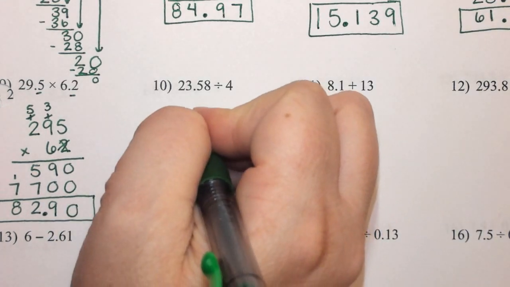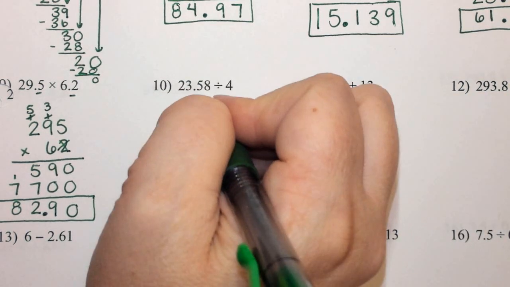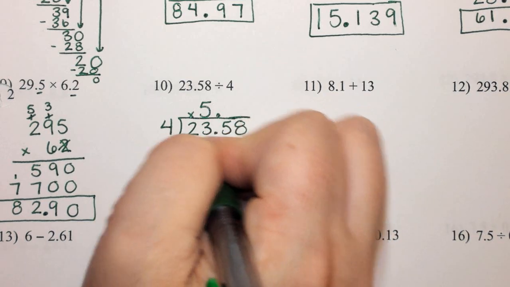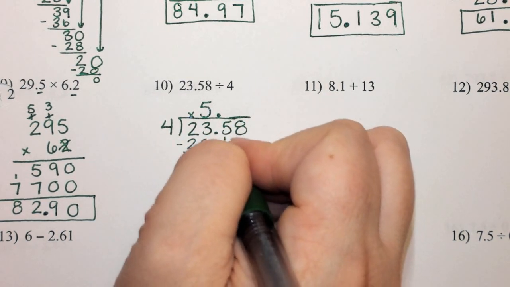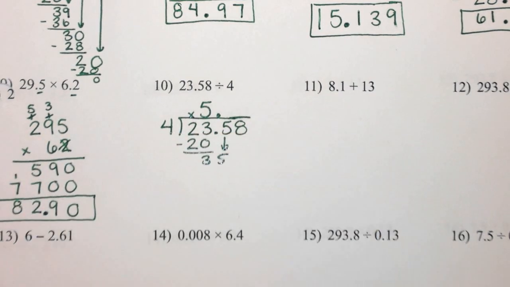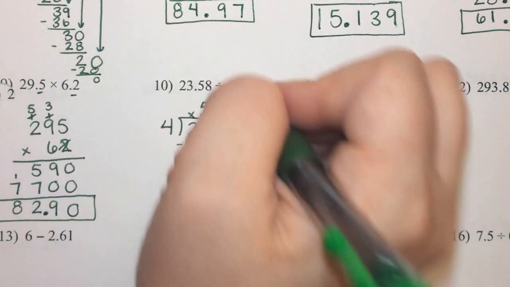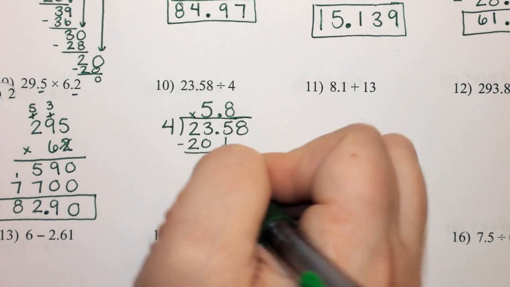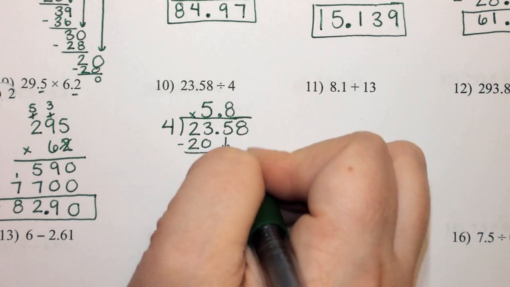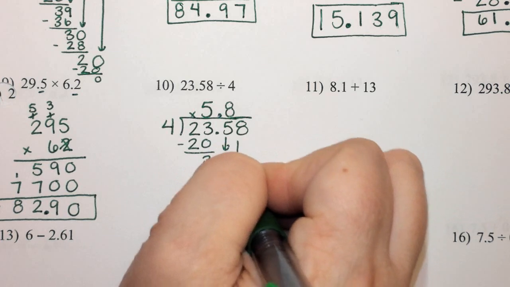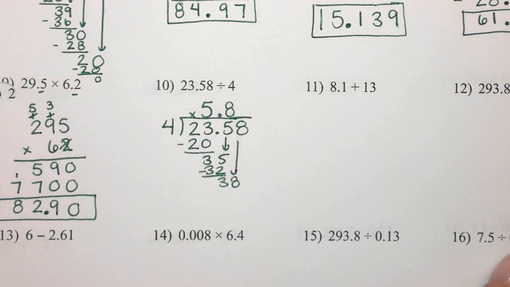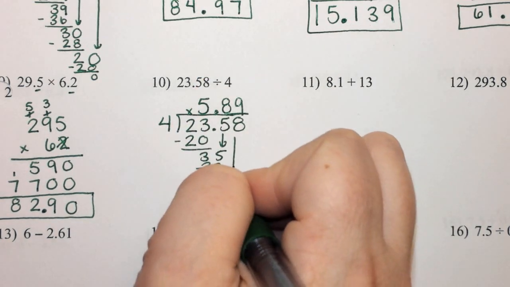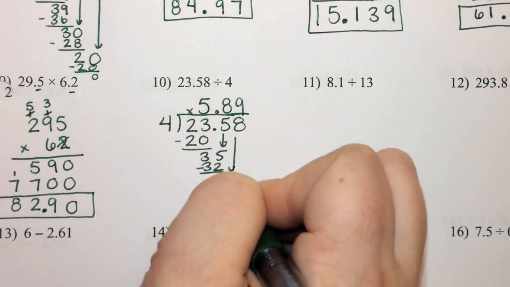Can 4 go into 2? 4 will go into 23. 5 times. 5 times 4 is? When I subtract, I get? Let's bring down the 5. 4 will go into 35. 8 times. What's 8 times 4? 32. When I subtract, I get? 3. Bring down our 8. 4 will go into 38. How many times? 9. 9 times 4 is? 36. When I subtract, I get?